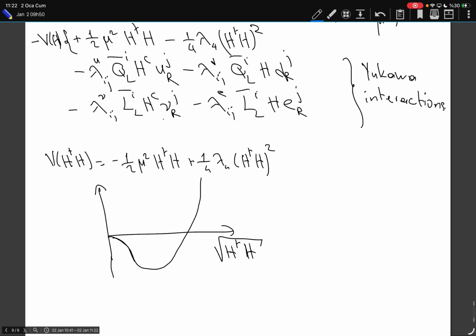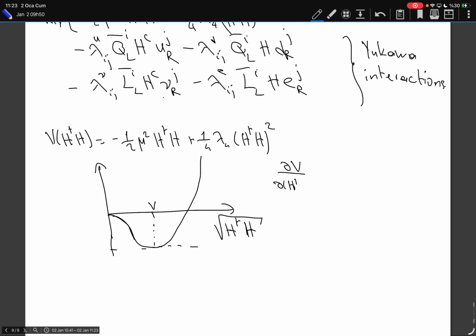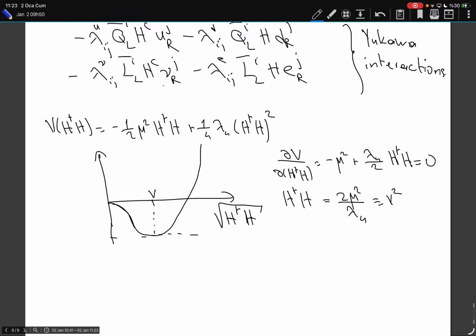And as is obvious, the minimum of the potential is not at 0 Higgs field, but it is somewhere over here. Well, how do we find that point? Just take the derivative of the potential V with respect to H dagger H, which will be minus mu squared plus lambda 4 over 2 H dagger H. This should be 0. So H dagger H is twice mu squared over lambda 4. This is what I will call v squared.